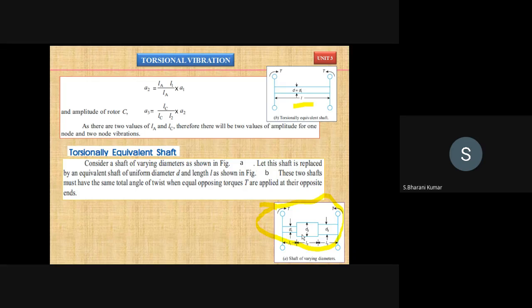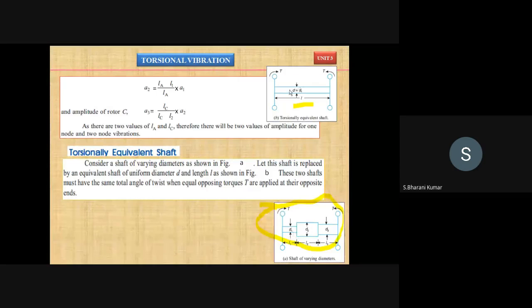Look at the diagram itself, it will be given. D is nothing but D1. D means this diameter of the shaft, so D1 will be considered as D. You are choosing the formula. We are equating the formulas, the same thing it will be given.